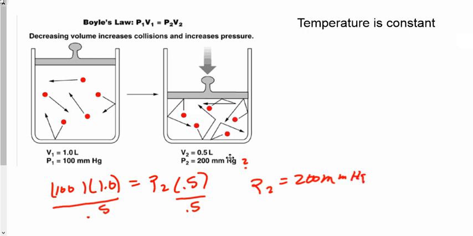So again, that's how it works. And notice how the letter T is not in this equation. Why? Because temperature, which is the letter T, is held constant. Therefore, we don't need it in the equation. All right, let's move on then to Charles' law.